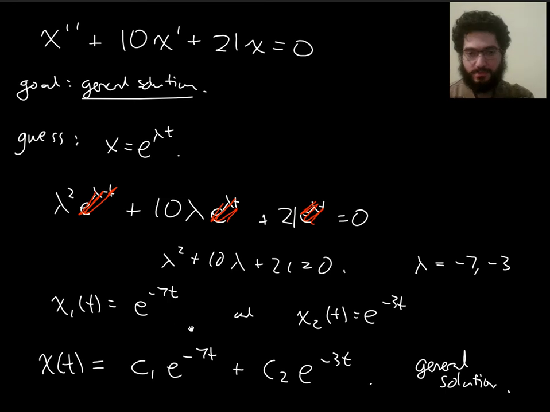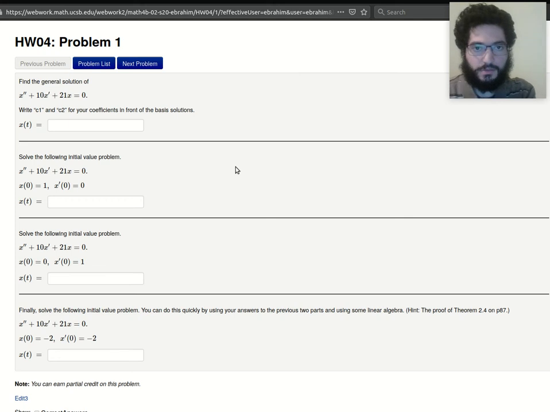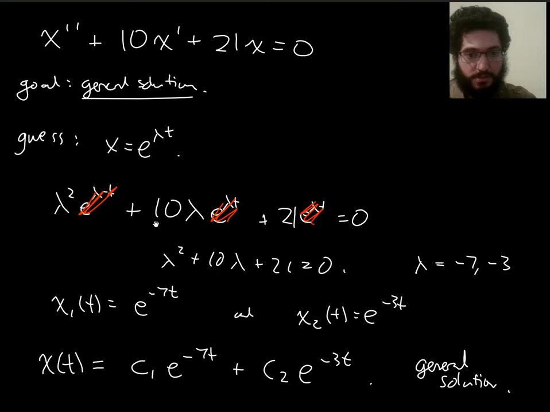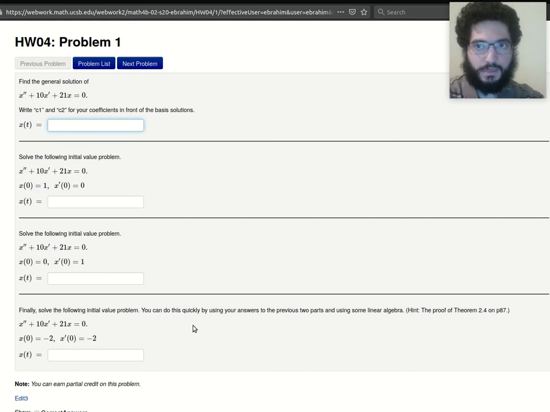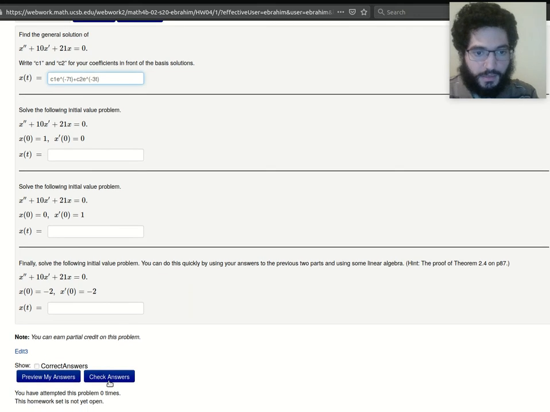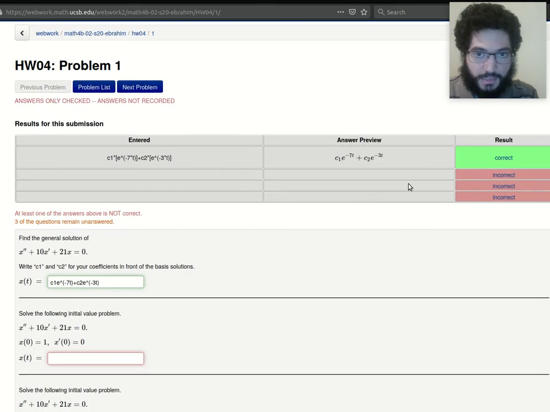Now, I want to show you something about how to type this in. So here I am in WebWork, which is where I took this problem from. And it asks, find the general solution, write C1 and C2 for your coefficients. And so I have used C1 and C2 for the coefficients. And so I'm just going to write this in. Okay, so here I go. Okay, so there I've typed it in, and I will check, and it looks like it is correct.